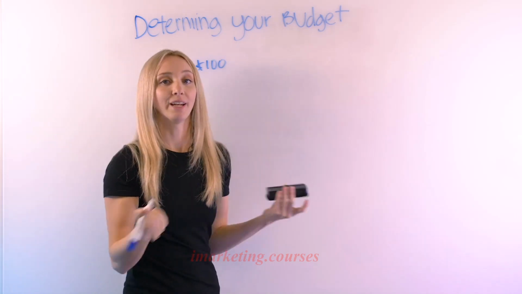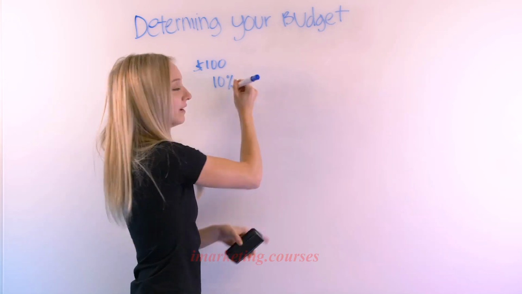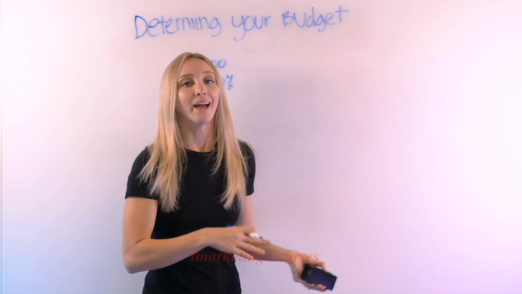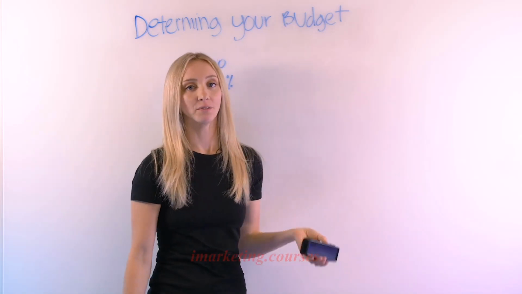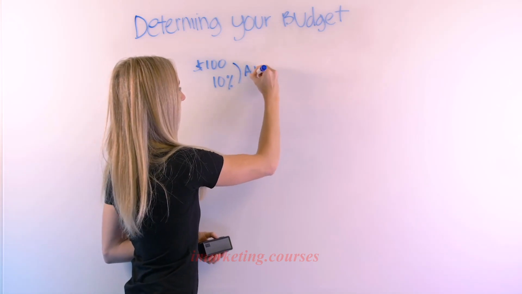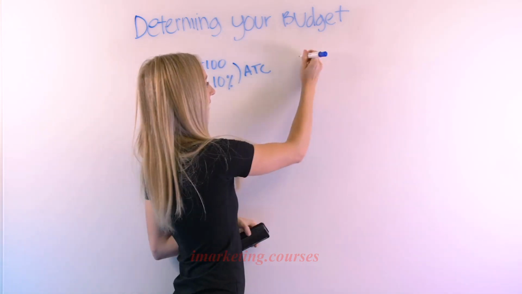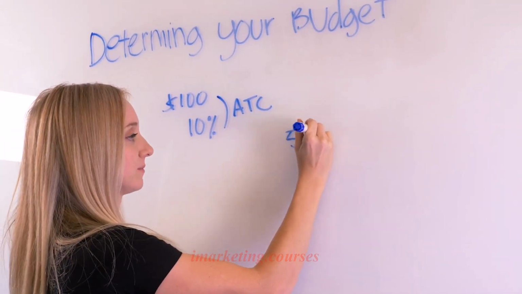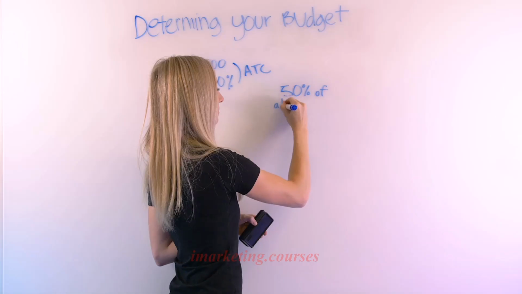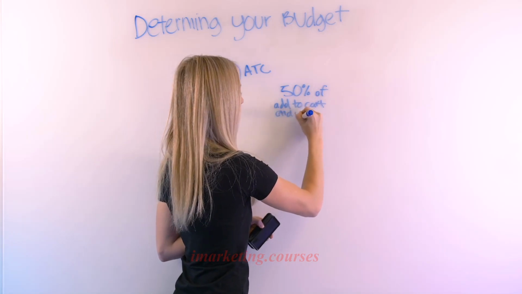You have an average add to cart ratio of 10%. So 10% of the traffic that comes to your site ends up adding to cart. And let's say that half of the people who add to cart ultimately end up purchasing. So this is your add to cart ratio, traffic to add to cart. And then let's say that 50% of add to cart people end up purchasing.